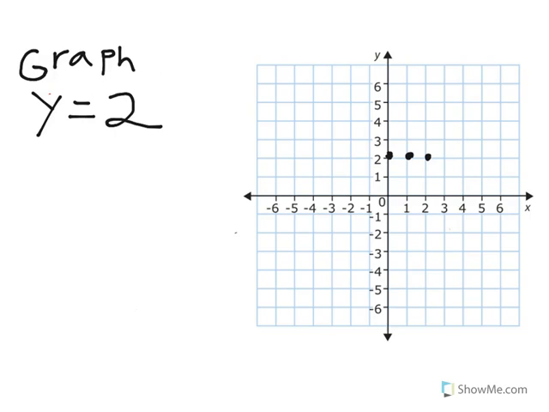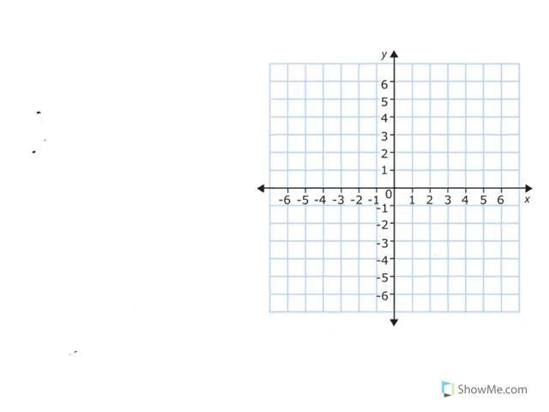So if you connect all these points, you just draw a line through y equals 2. So let's do an example of a vertical line.